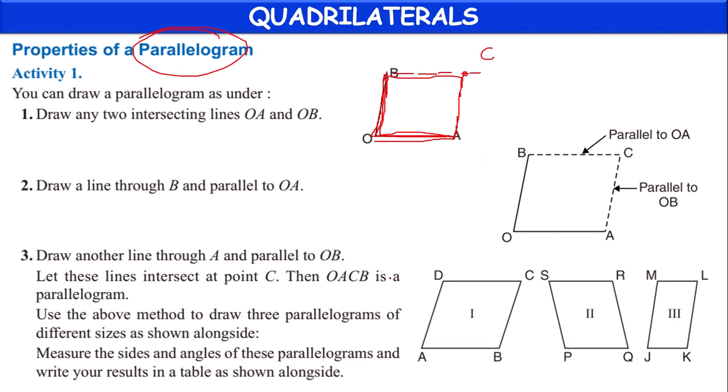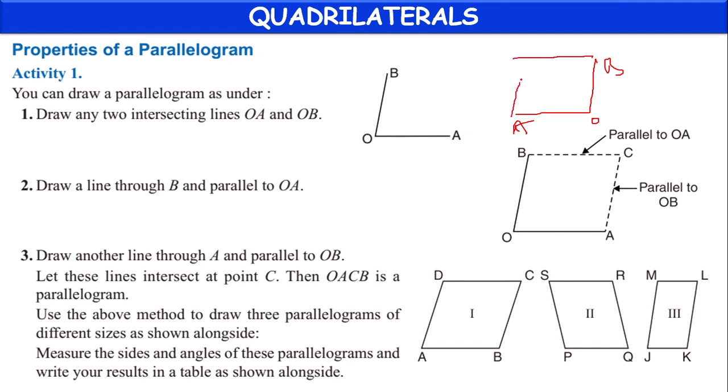In this method, we can draw different types of parallelograms. Suppose OB and OA are the intersecting lines in this direction, then from B one parallel line, from A one parallel line, and this will be the parallelogram. Like that, in different sizes and in different directions, we can draw different parallelograms, like parallelogram ABCD, parallelogram PQRS, parallelogram JKLM, and so on.